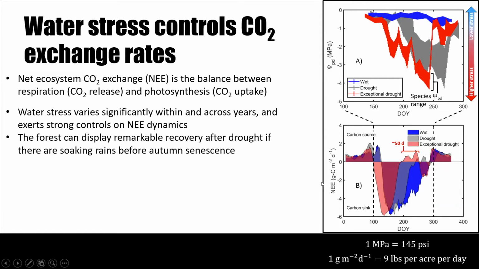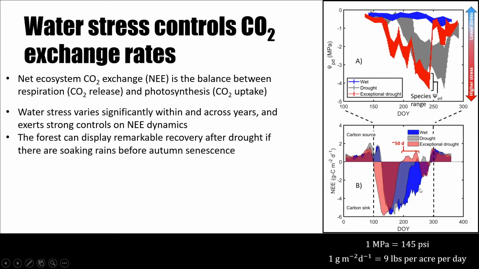And so what I really want to highlight is that water stress varies significantly within and across years. And if you compare the top and the bottom panels here, you can see that it exerts strong controls on NEE dynamics. And so one of the big effects you can see here is if we look at our NEE plots, this blue year, a wet year, shows us kind of what a reference, unstressed situation looks like, where early in the growing season, there's this precipitous drop to peak CO2 uptake, and then this kind of gentle shoulder on the senescing side of the annual cycle.